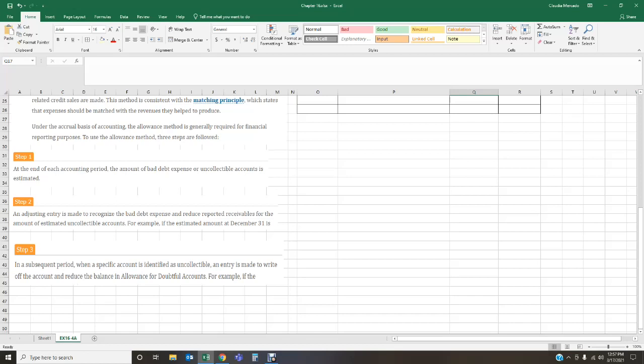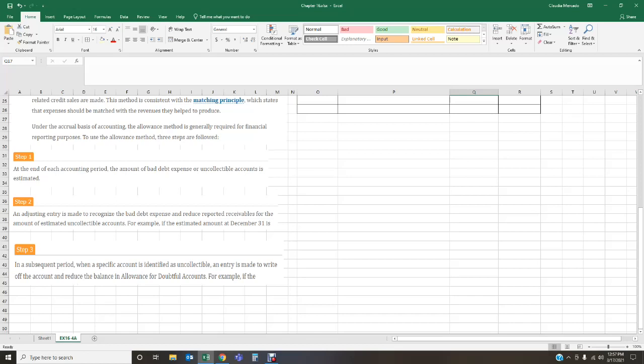And this is estimated to the best of their ability based either on history, on trend, or whatever it is that the company wants to figure it out on. But an estimate is made. Step 2, an adjusting entry is made to recognize the bad debt expense and reduce the reported receivables for the amount of estimated uncollectible accounts.